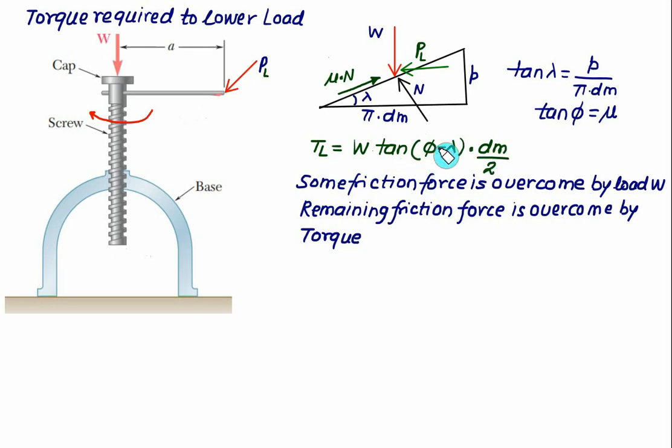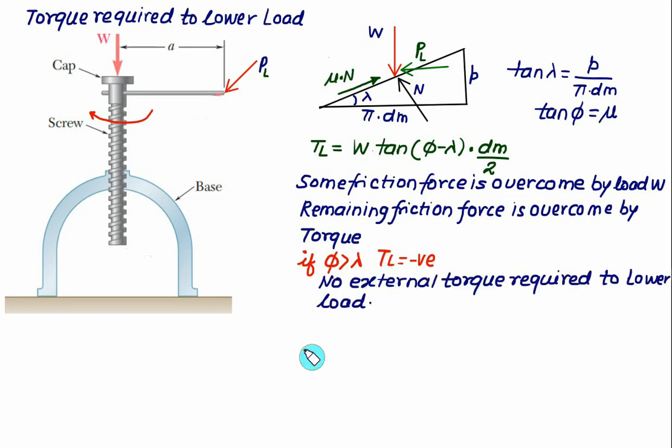This value will be negative if the value of phi is greater than lambda. So if the friction angle phi is greater than the lead angle lambda, in that case TL will be negative value. And if the TL is negative value, it means that no external torque is required to lower the load. Now this is supposed to be a very dangerous situation in the case of screw jack.